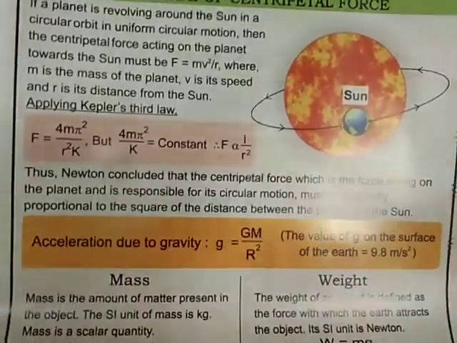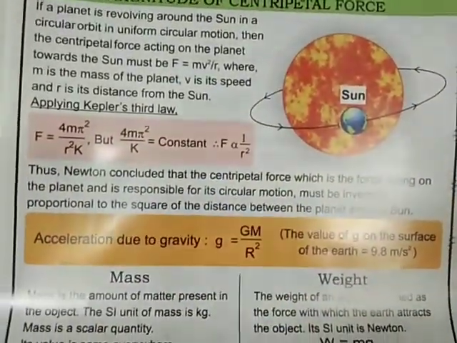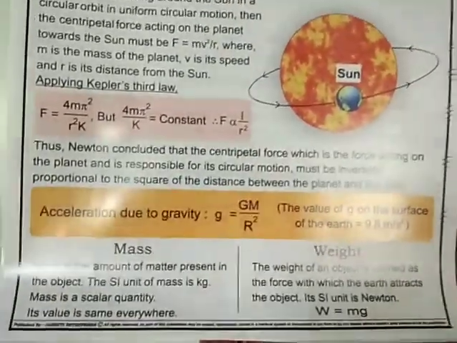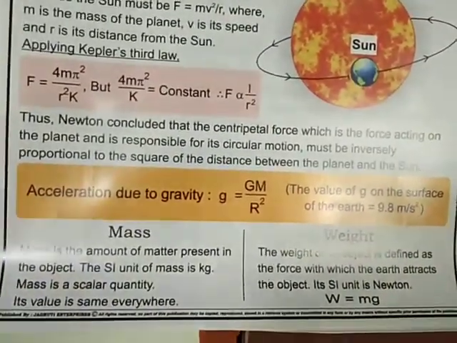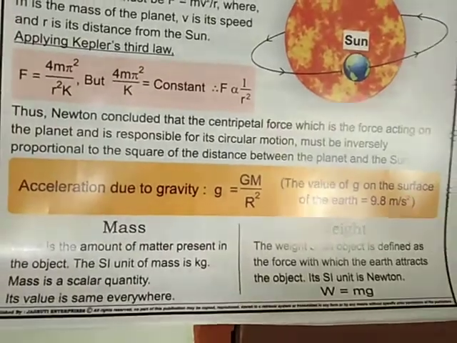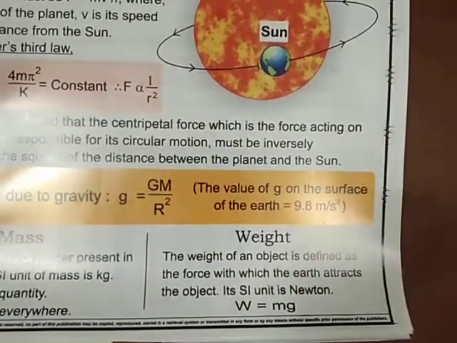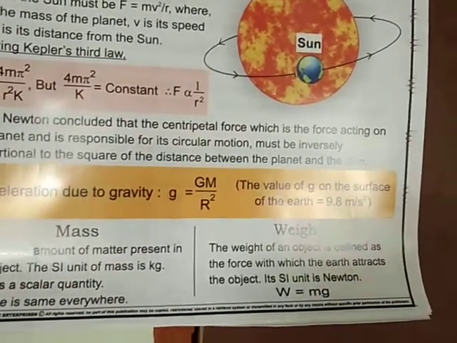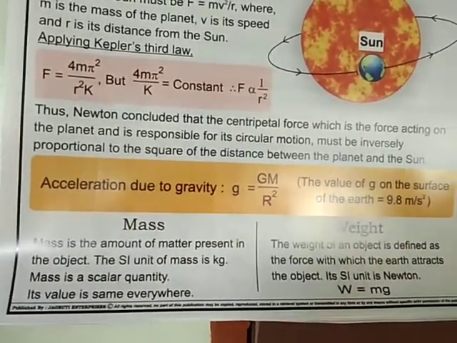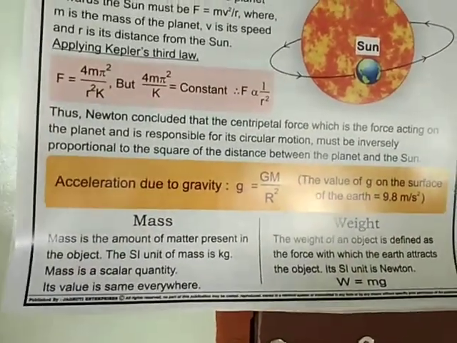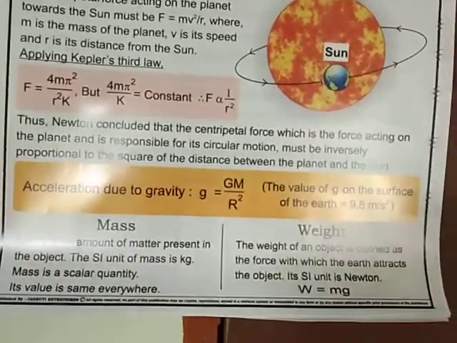That means acceleration due to gravity, that is small g, is equal to GM upon r square. The value of small g on the surface of the earth is 9.8 meter per second square. What is meant by mass and what is meant by weight?